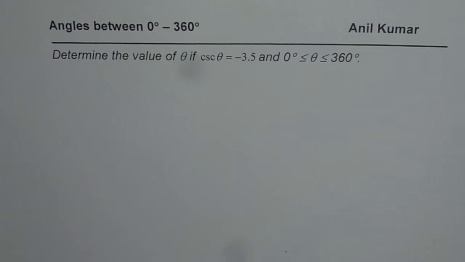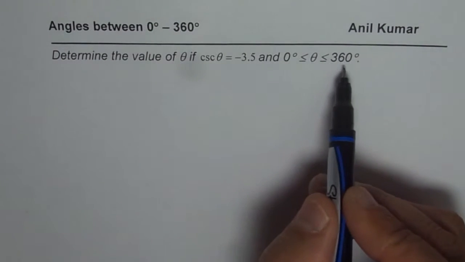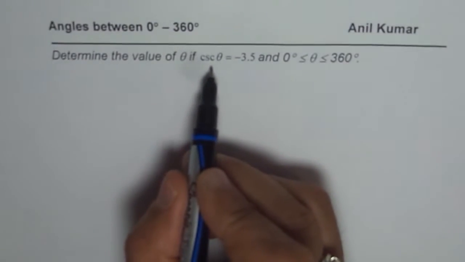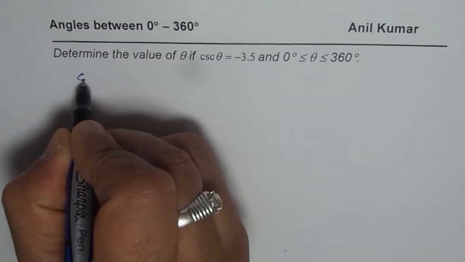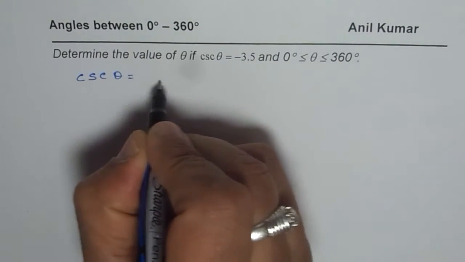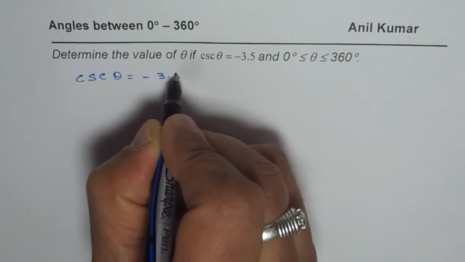I am Anil Kumar and we are exploring how to find the angle theta when the trigonometric ratio is given to us. In this particular case, we are given cosecant theta. The question here is, determine the value of theta if cosecant theta equals minus 3.5 and theta is between 0 and 360 degrees. As you know, we should always write our question in the form of a primary trigonometric ratio. What we are given here is cosecant theta equals minus 3.5.